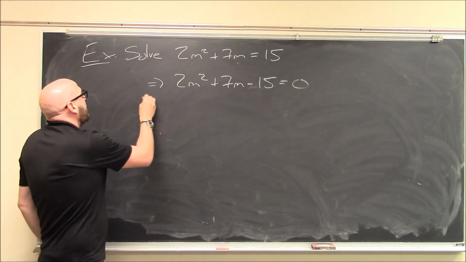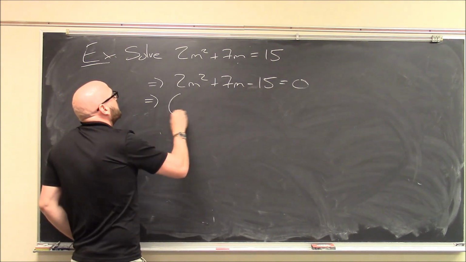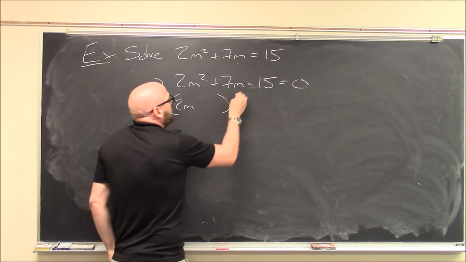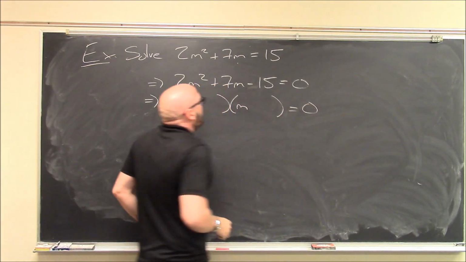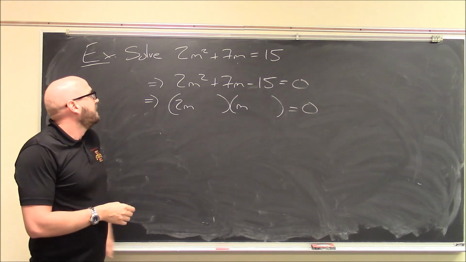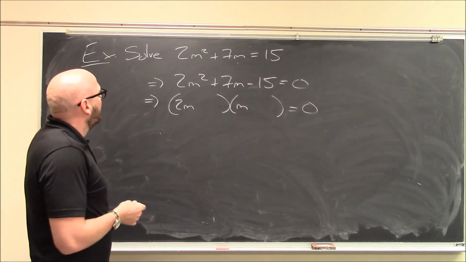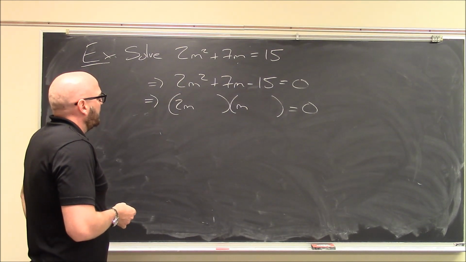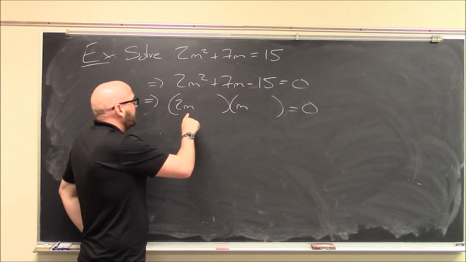And now I'm going to try to factor. It looks very similar to the one we just had. I've got a 2 up front here, so the only way I can get a 2m squared is if I have 2m times m. I want two numbers that multiply together to give me minus 15. We can either do 1 and 15 or 3 and 5. Let's try doing 3 and 5. Yeah, this is going to work, I think.